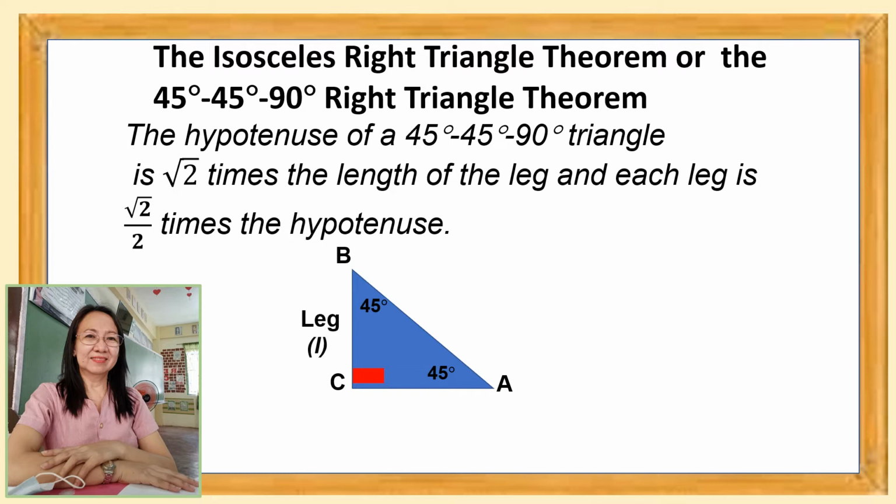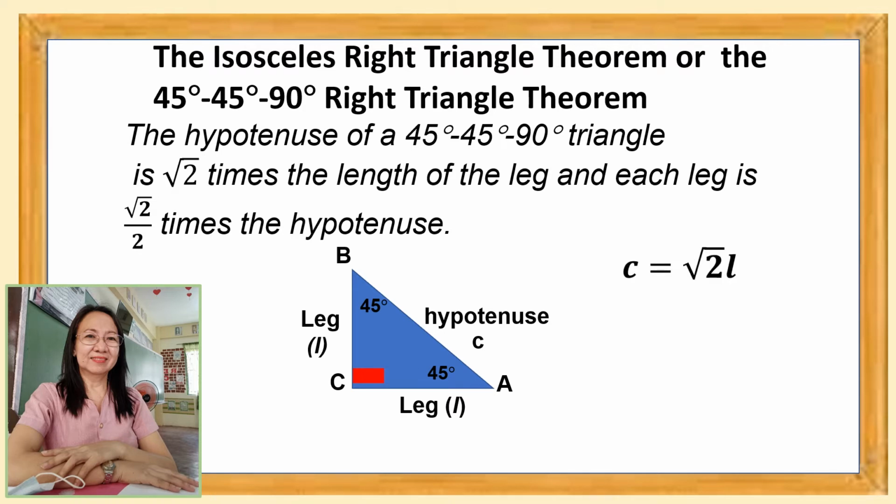So opposite angle A is our leg BC. Let us represent this as L. The same with the side opposite angle B, which is the leg CA. Let us represent this as L, since the two sides are congruent. Opposite angle C is the hypotenuse. Let us represent this as a small c.